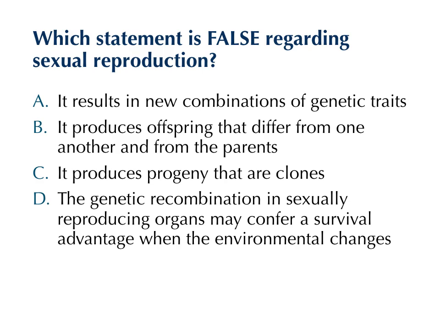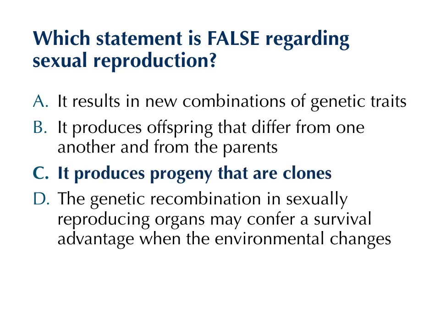Which statement is false regarding sexual reproduction? Does it result in a new combination of genetic traits? Does it produce offspring that differ from one another and from the parents? Does it produce progeny that are clones? Or does genetic recombination in sexually reproducing organisms confer a survival advantage when the environment changes? And of course, the false answer is that it produces progeny that are clones. That's what happens during mitosis, or binary fission for that matter.